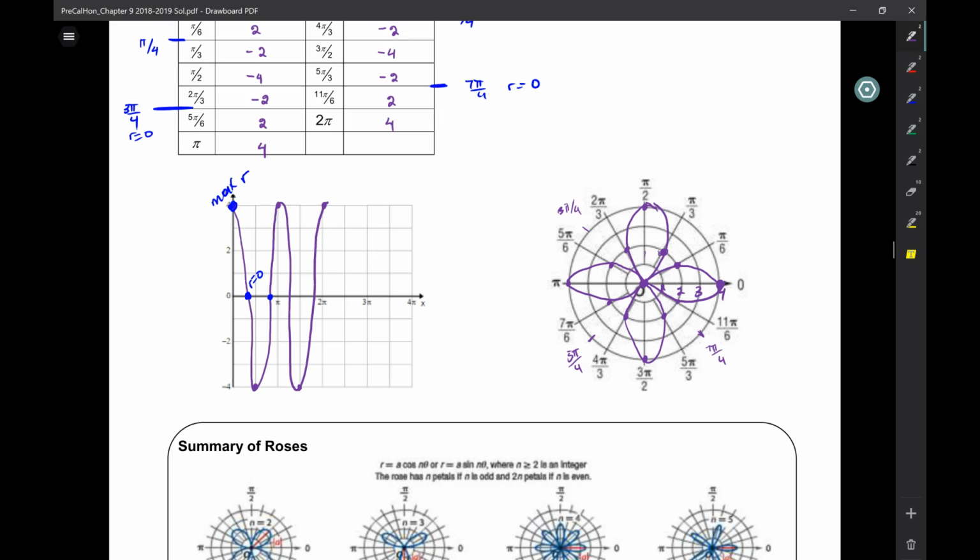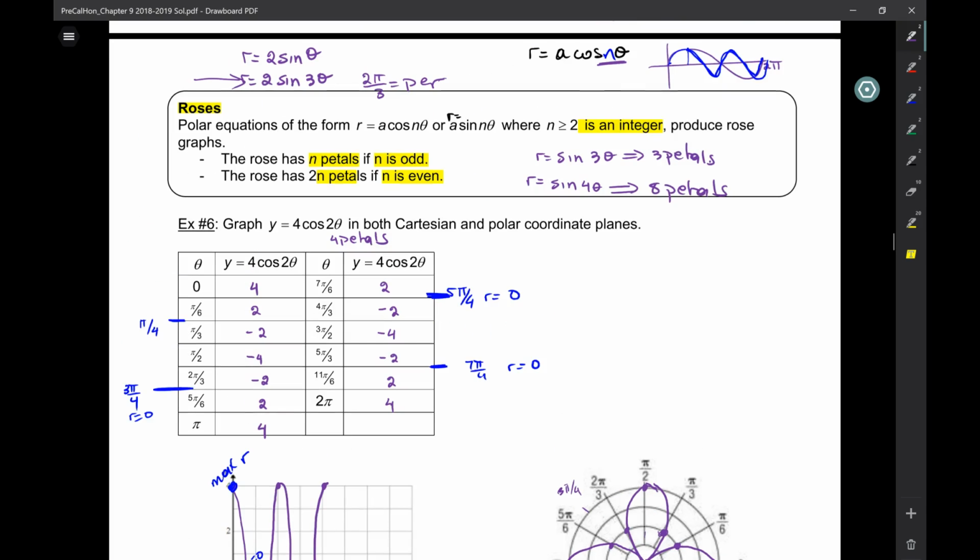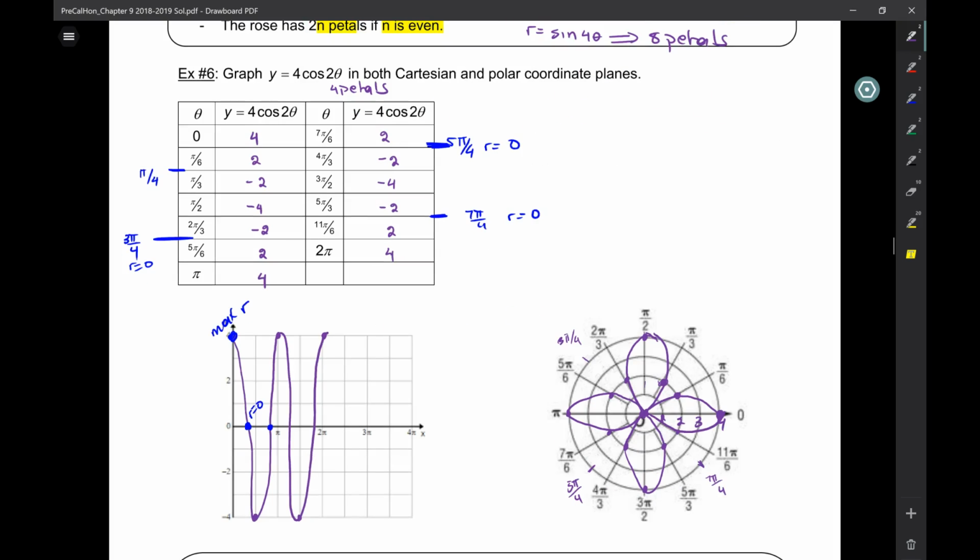So what happened here is we had 2 theta. That's an even number here. So you have twice the number of petals, 4. And then you'll see later why, if it's 3 theta, you only get 3 petals. You'll see how that works. It's such a beautiful, amazing thing. All right, so that is your rose.